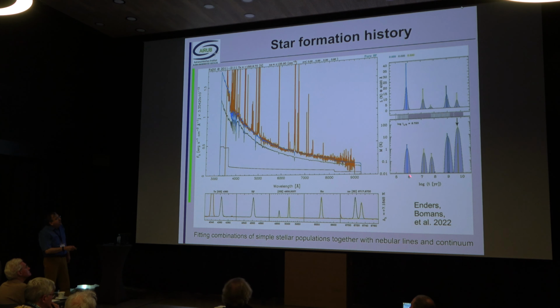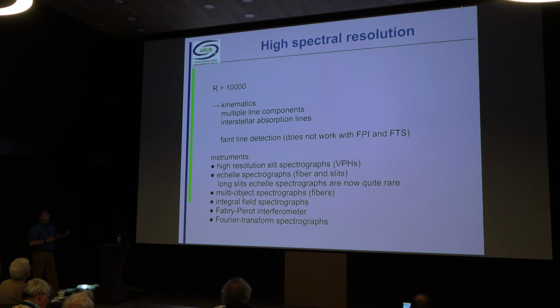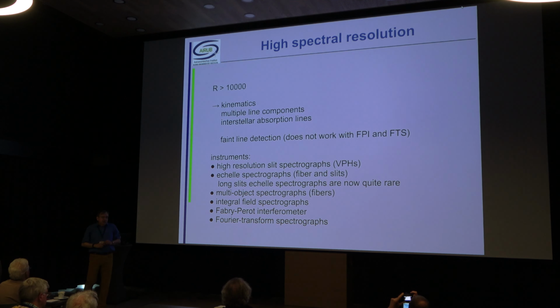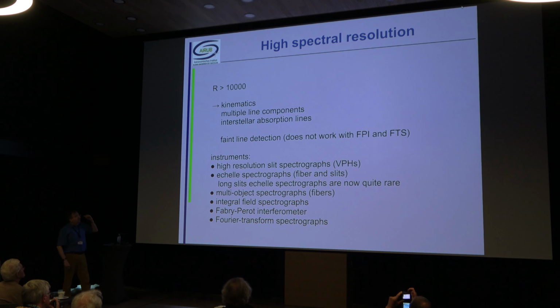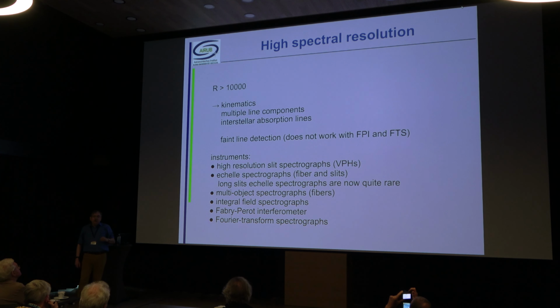Okay, and now high resolution. High resolution is beyond, say, 10,000. So what we can do is real kinematics, because we see multiple line components. We can see interstellar absorption lines. We can detect faint lines where you have improvement for the faint light detection. And we can do a lot of photospheric lines with stellar spectroscopy, obviously. So what can we do?